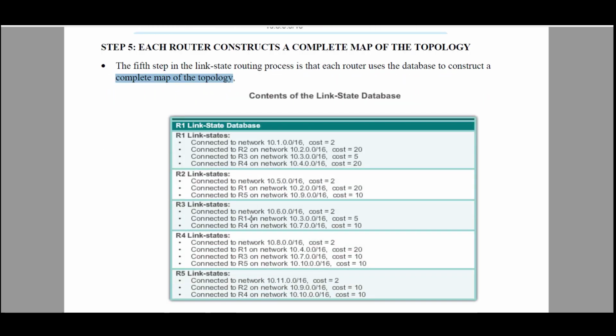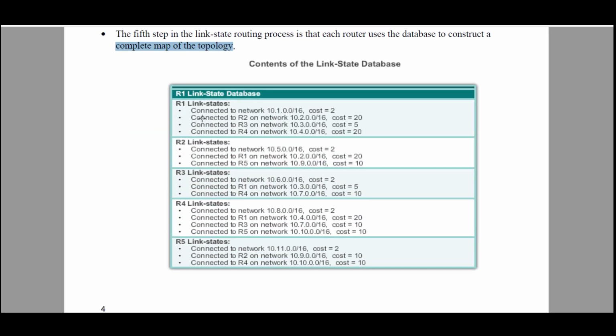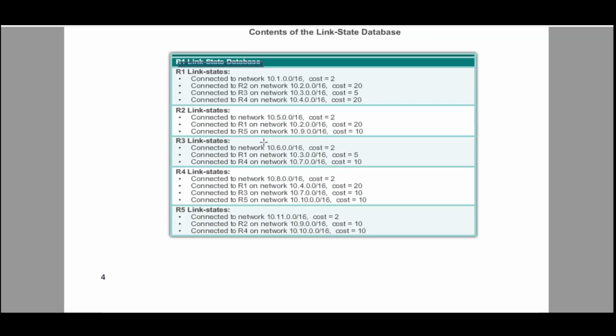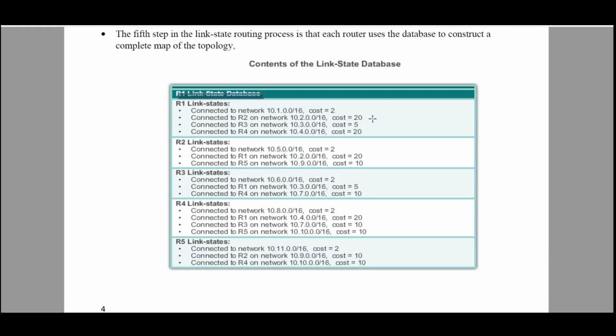Now you can see this is an example. We are taking router 1. This is the LSP of R1, this is the LSP of R2, this is the LSP of R3, this is the LSP of R4, and this is the LSP of R5. So I have all routers' LSPs in a database. This is called the link state database. Using this, they are going to construct their own topology.